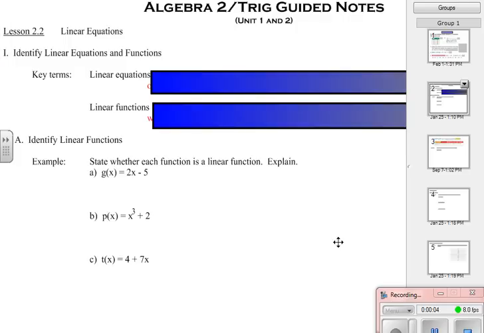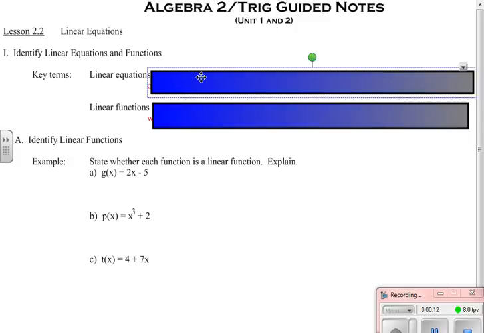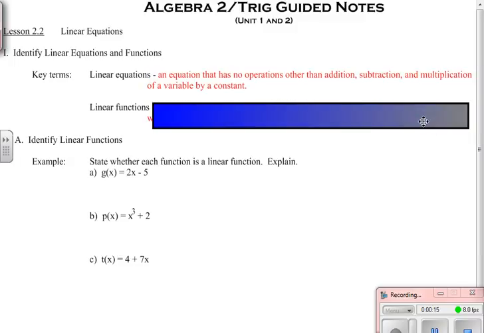Section 2, we're going to talk about linear equations. Now, a linear equation is an equation that has no operations, that's plus, minus, multiply, divide, powers, parentheses, other than addition, subtraction, and multiplication of a variable by a constant.